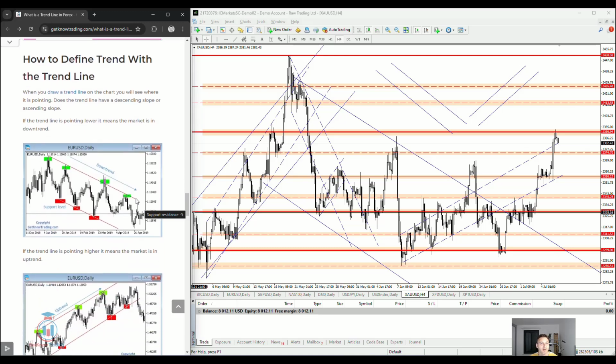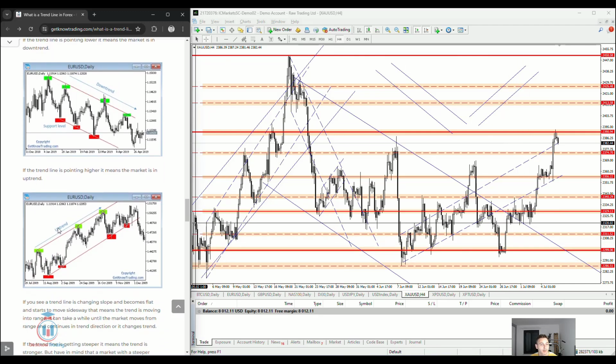Then how to define a trend with a trend line. Now we can see that it is not very hard, because whenever you have a trend line forming this kind of channel, we can see where the price is heading. If the price respects this channel, it is in the uptrend. When the price goes outside of this channel, the trend has been broken and the price is moving sideways, or it starts to move down.